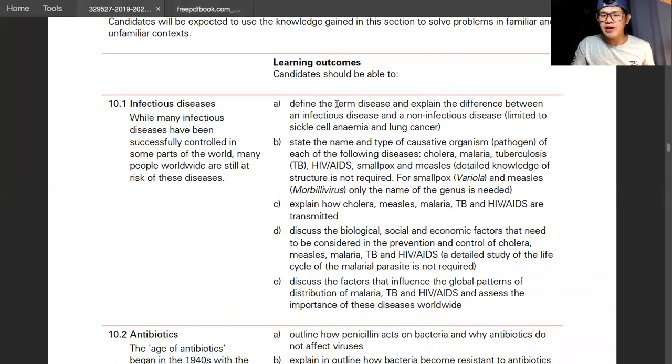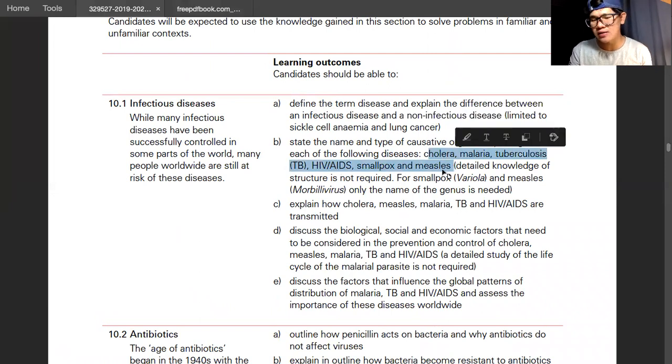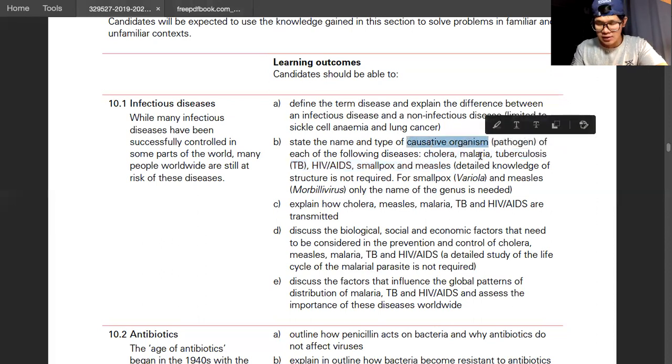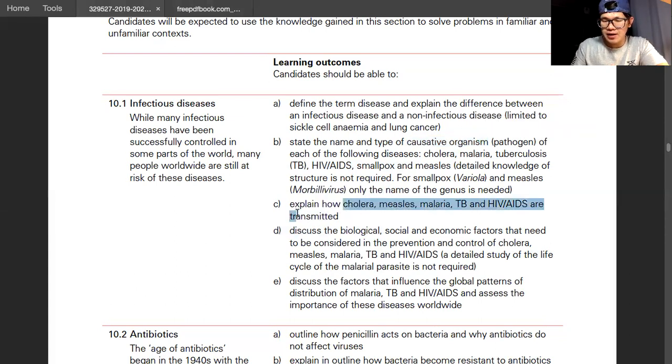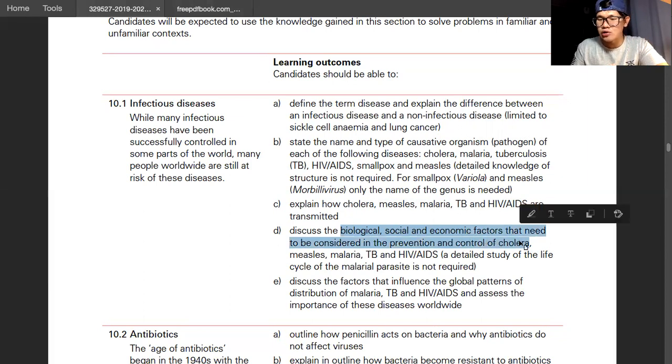So we have defined what is diseases. We should know by now upper earthy infectious disease and upper earthy and contour non-infectious disease. Okay, and we've also looked at all of these infectious diseases: cholera, malaria, tuberculosis, HIV, smallpox, and measles. Right, and for each of these infectious disease, we should know what is the causative organisms. Okay, disebabkan oleh siapa, and how they are transmitted, the modes of transmissions, as well as the biological, social, and the economic factors that leads to the prevention and the control of cholera.